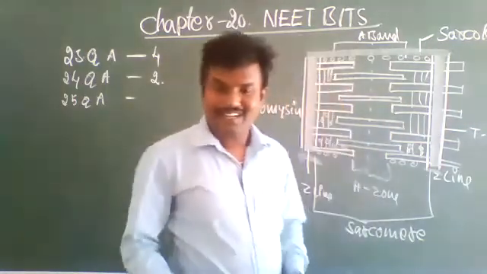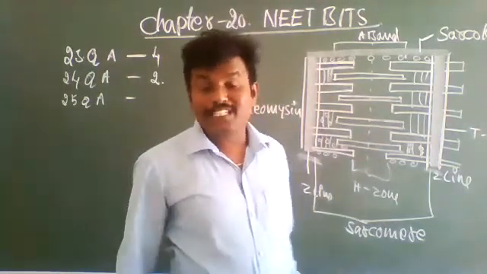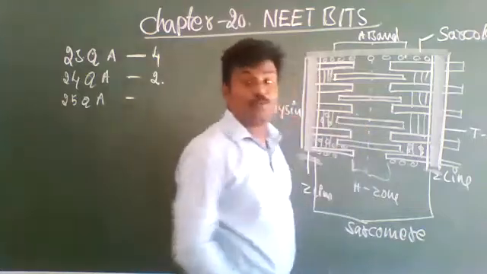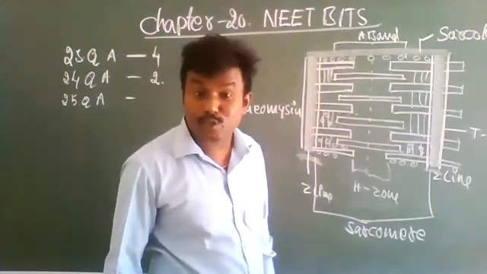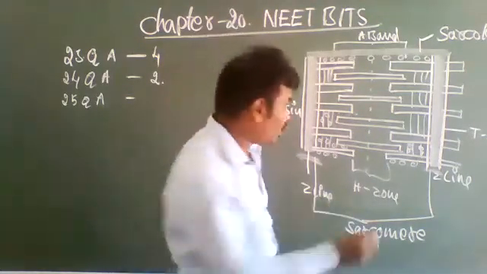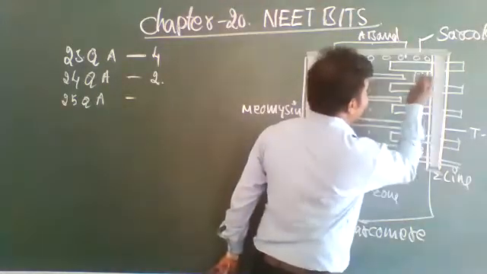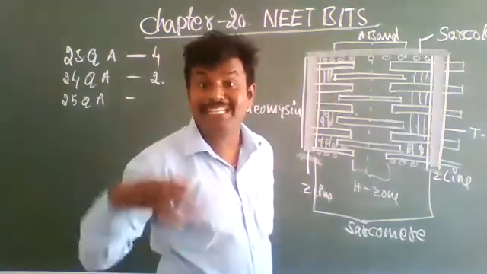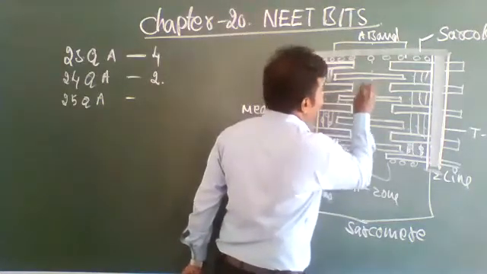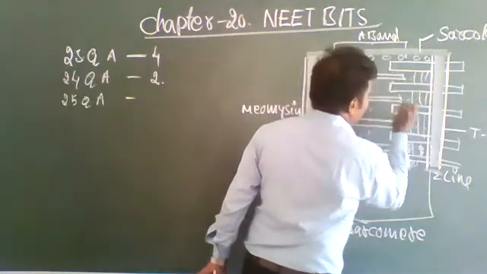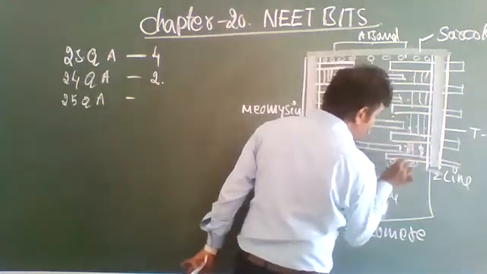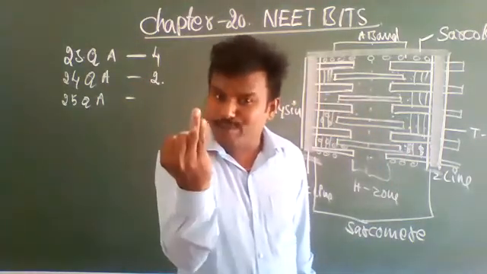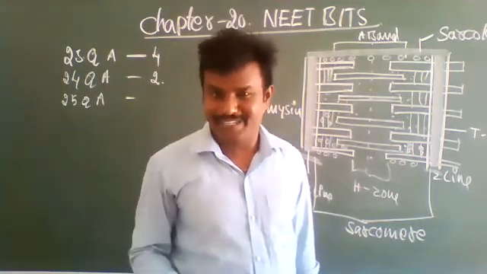Sarcolemma also contains muscle fibers, sarcosomes, and sarcoplasmic reticulum. In between these, the sarcoplasm is nothing but cytoplasm. So: sarcoplasm, sarcosomes, sarcoplasmic reticulum.